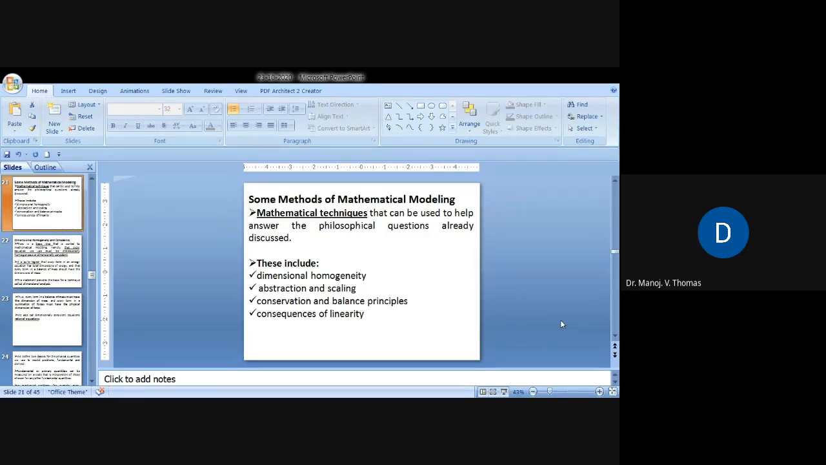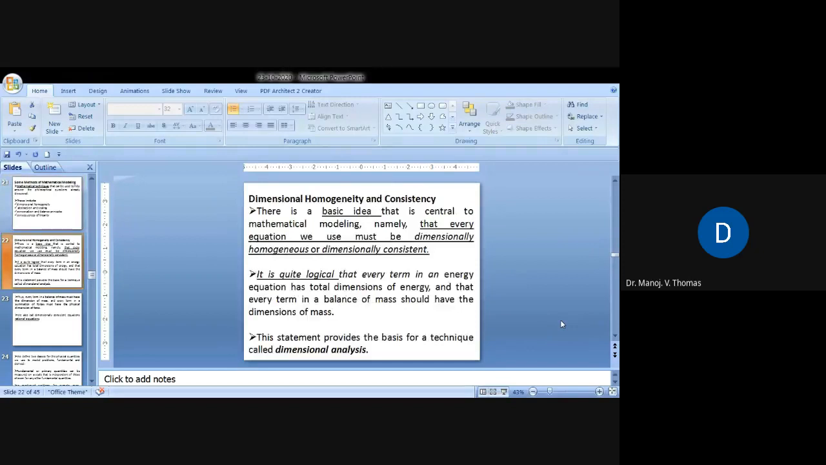So today we will see some of the mathematical techniques. These methods of mathematical modeling are called techniques, and they are mainly dimensional homogeneity, abstraction and scaling, conservation and balance principles, and consequences of linearity. We will see one by one. So first of all, dimensional homogeneity.